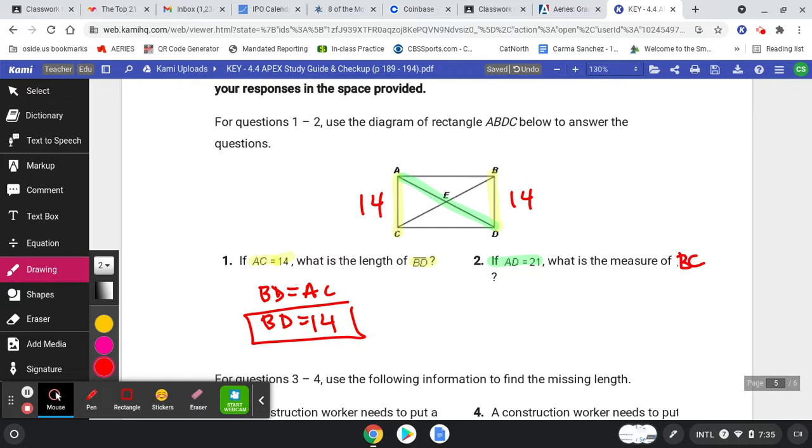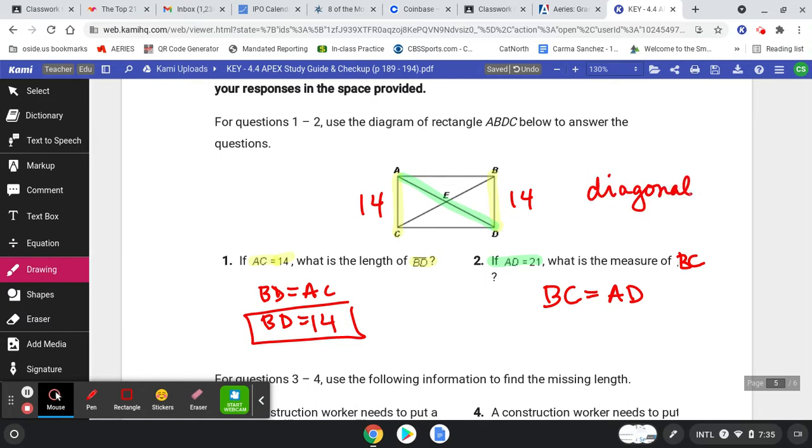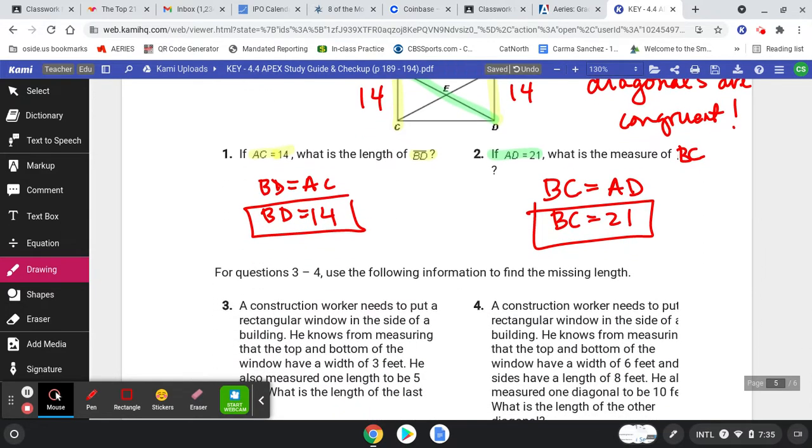And we know that diagonals are congruent. Now, this is a new concept just in rectangles. So BC is equal to AD because diagonals of a rectangle are congruent. It's our new property we just added to the list. So since BC is equal to AD, we can say that BC also equals 21. And that's it. Okay, now next.